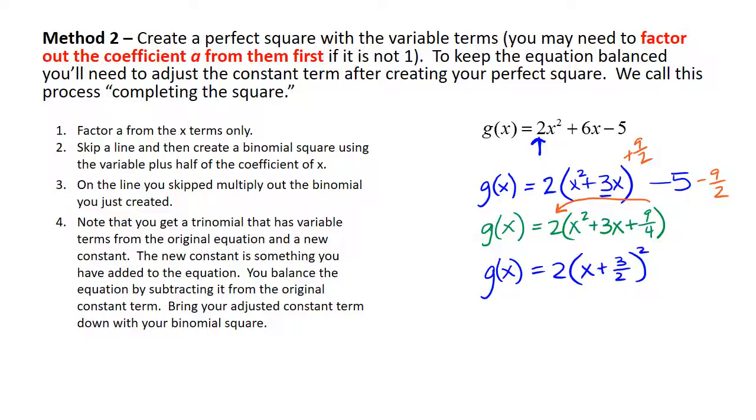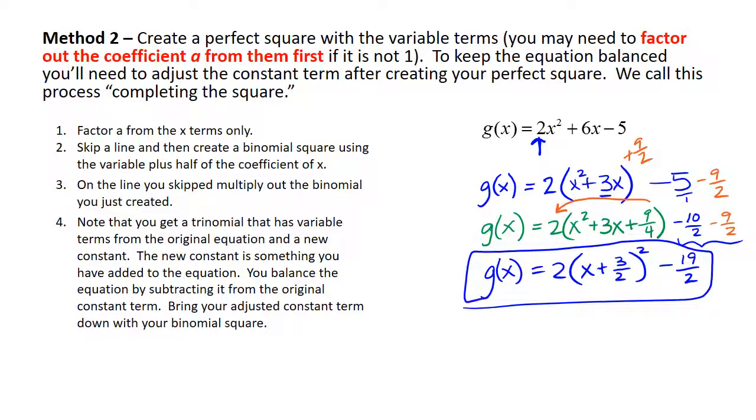this constant term. So we'll need to get a common denominator to be able to do this, because negative 5 is over 1, so that would be 10 halves if we wanted to write it with a denominator of 2. When we subtract the 9 halves from that, we will get a constant of negative 19 halves. All right, so this would be my vertex form. And the vertex for this parabola would be negative 3 halves, comma, negative 19 halves.